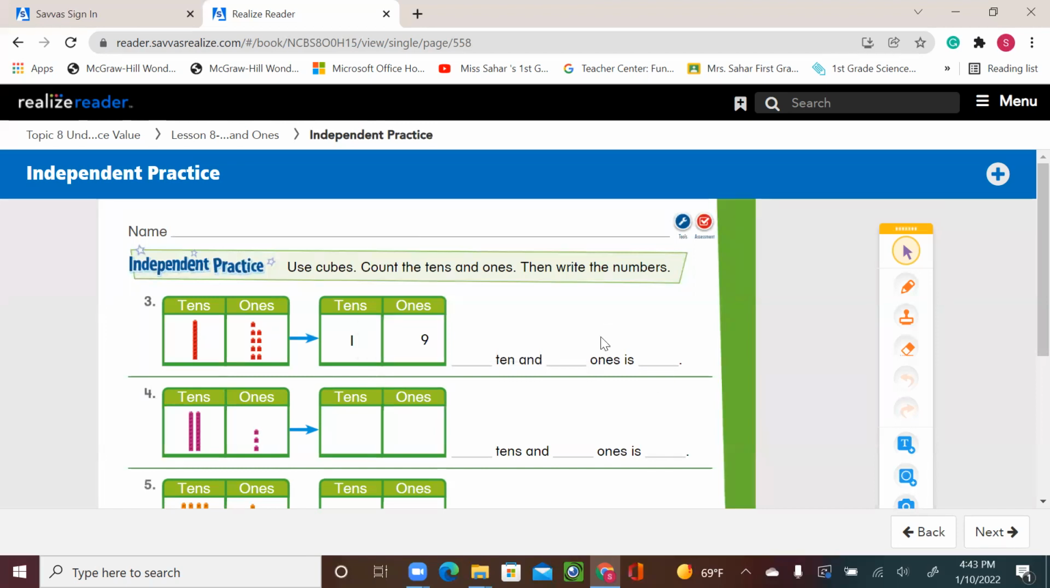I counted here. So let's write it down here. How many tens? 1. So I'm going to write 1, and I'm going to put it here. So I have 1 ten, and how many ones? I counted 9. I'm going to write 9. So now 1 ten and 9 ones. What's my number? Awesome, 19. Very good.